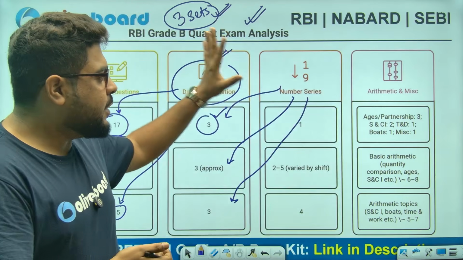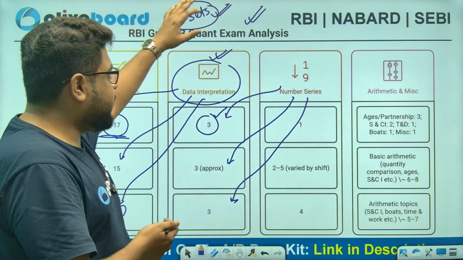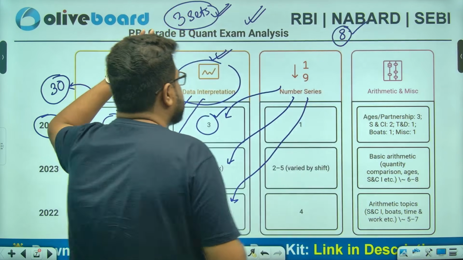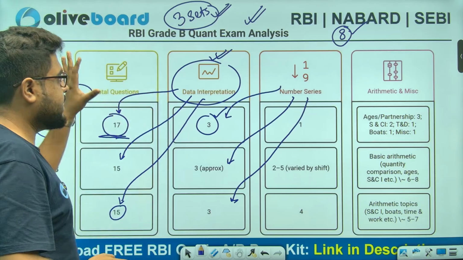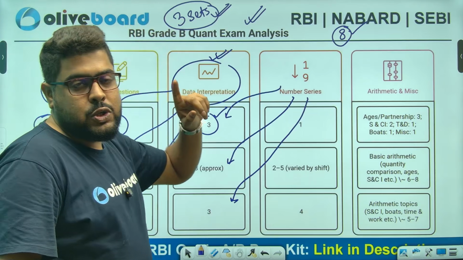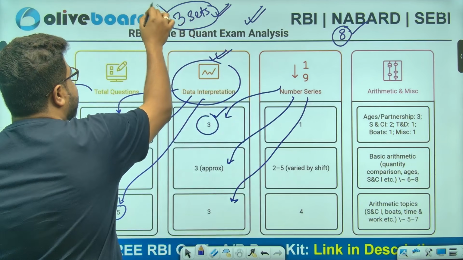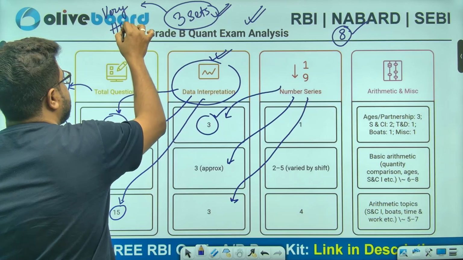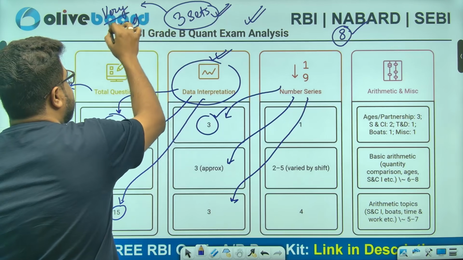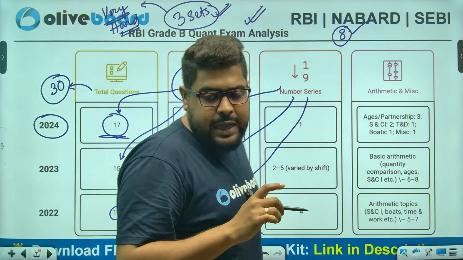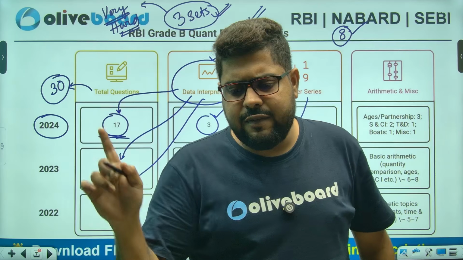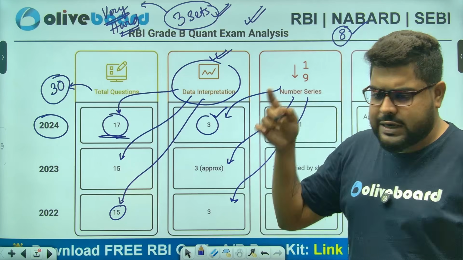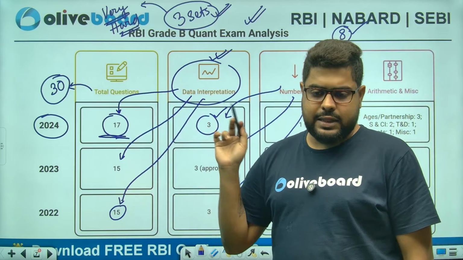So what I'm trying to say is, if your first target is to get to 8, then out of those 3 sets, please understand, one set will be very difficult, very hard. How can they make the question hard? Either they will make it very calculative. It's impossible to solve within the time. If you start solving it, your exam is gone then and there.